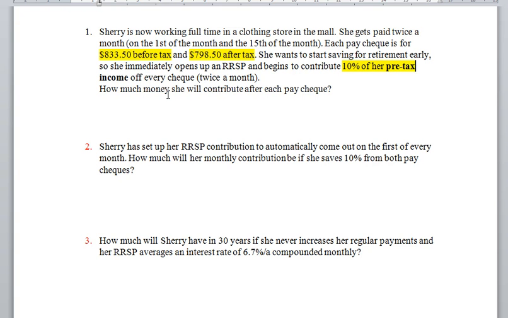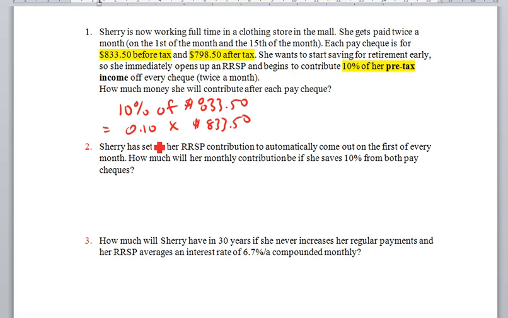So that's twice a month. How much money will she contribute after each paycheck? On each paycheck, it'll be 10% of her pre-tax one. So we're looking at 10% of $833.50. 10% is a decimal, 0.10. Of means times 833.50.